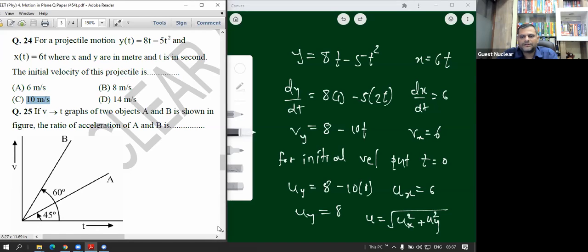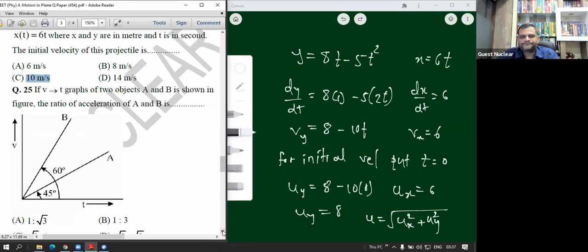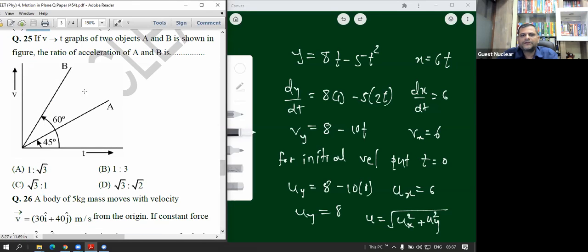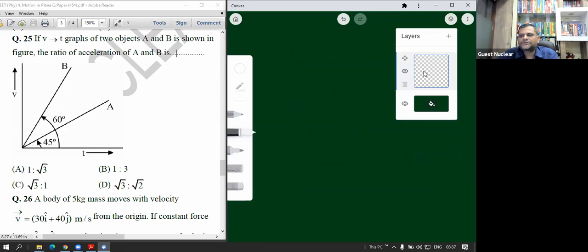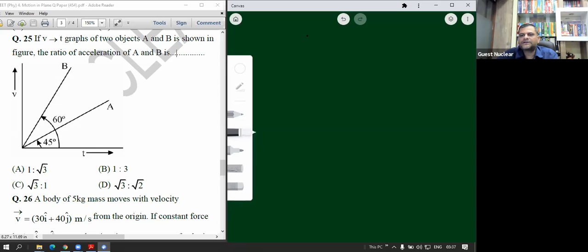Okay, yes, the next one, 25th one. The velocity-time graph of two objects A and B is shown in the figure. Then the ratio of acceleration of A to the acceleration of B is? How will you get the ratio of accelerations? You have to understand here that whenever we have the graph between velocity and time, the slope of this graph happens to be the acceleration.